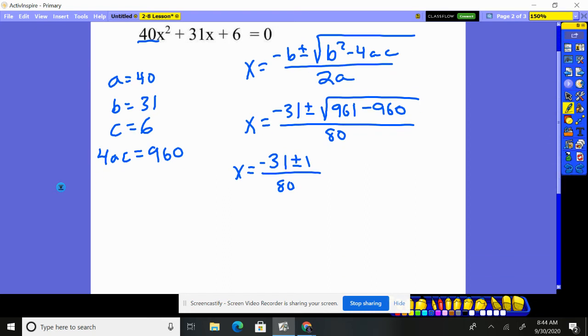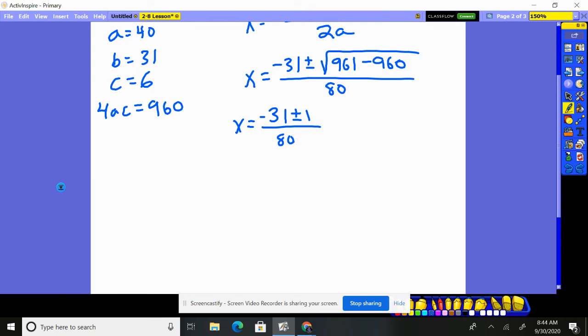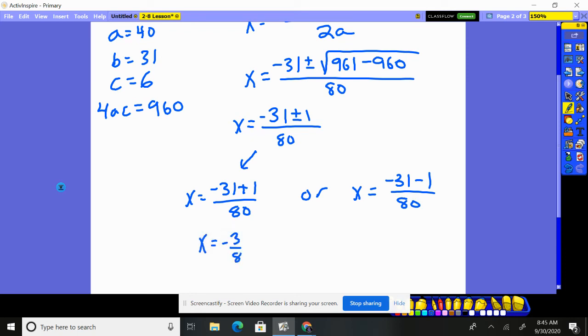So now we've gotten this far, and we need to add the 1 and subtract the 1. We need to break it into the two possibilities. So x is negative 31 plus 1 over 80, or the other option is negative 31 take away 1 over 80. Negative 31 plus 1 is negative 30, over 80. Take the zeros off, and that's negative 3/8. On a calculator, that would be negative 0.375.